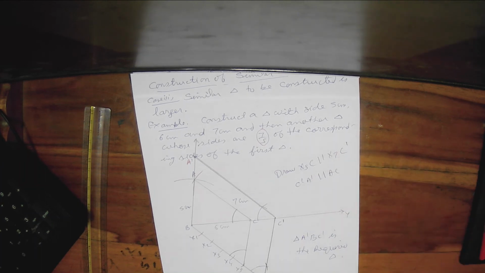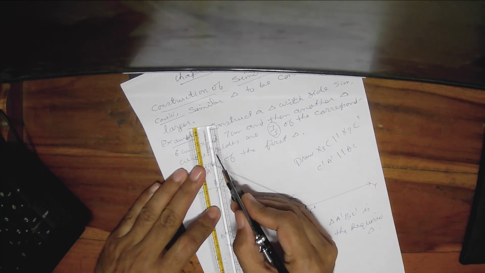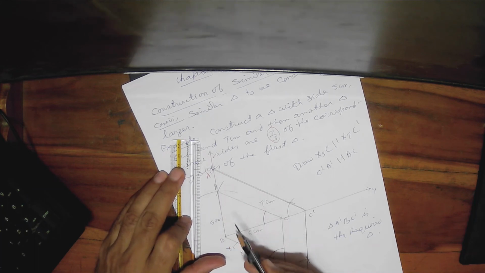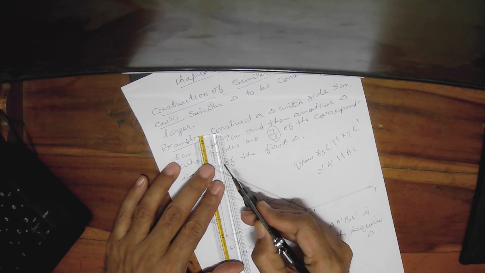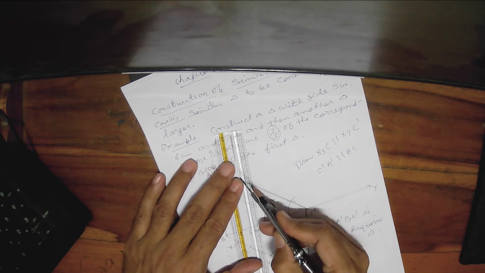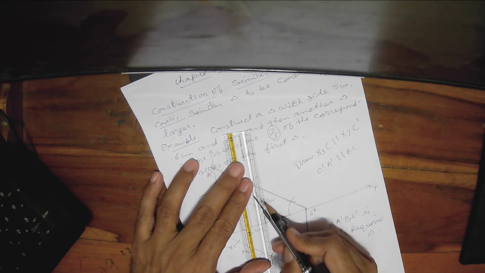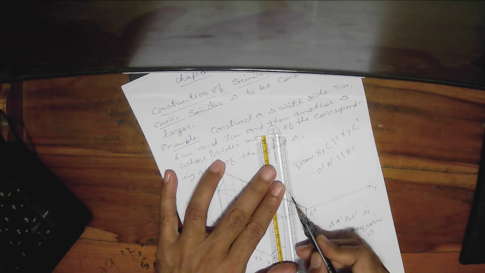And what you have to do at the end, just you can shade it, because it is always better to shade the required triangle. So this is our required triangle is A dash B C dash. So we'll shade this one. In board exam also you all must shade it. So this is our required triangle.